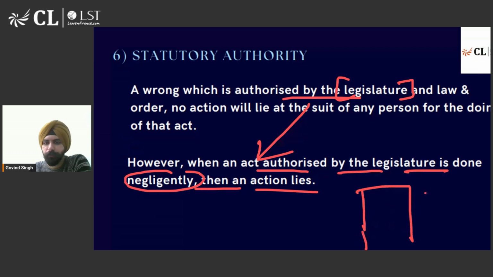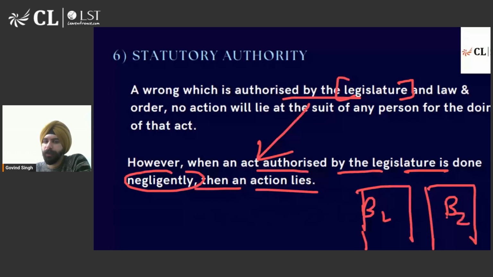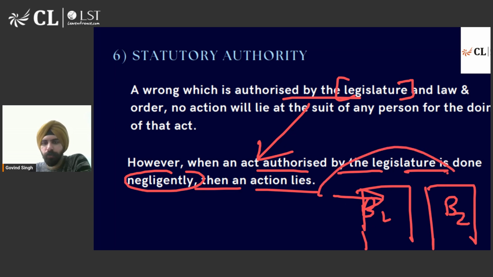Let's say there are two buildings, building 1 and building 2, adjacent to each other. Building 1 is a warehouse where terrorist activity is suspected, and you are given the task of blowing up this building with a bomb. You are in the bomb squad with the government. Now you go ahead and, due to your own negligence, you blow up building number 2, which had residents living inside it, and those people died as a result.